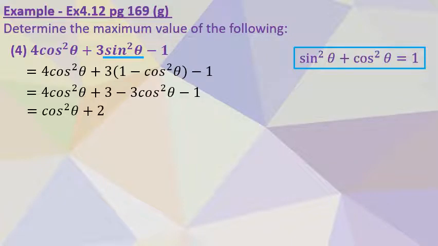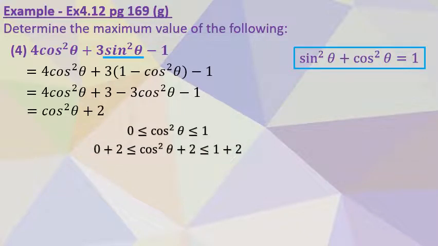Now that is something we can work with, because on the very first slide we wrote down a note about the maximum value of cos squared theta. Cos squared theta fluctuates between 0 and 1. So if we add 2 to the middle, we add 2 to the left, we add 2 to the right, and you can see that the maximum value for this would be 3.